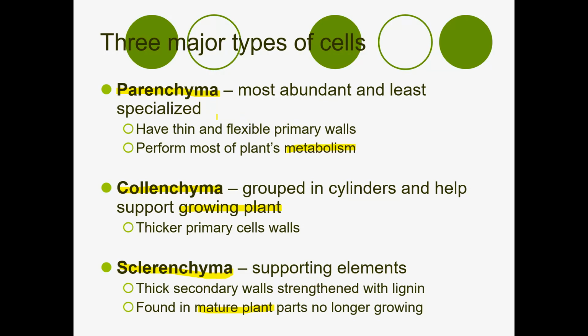So we have parenchyma, which are highly metabolic, most abundant. The collenchyma, which are in the growing regions for support. And the sclerenchyma, which are going to be in mature parts that are kind of old.